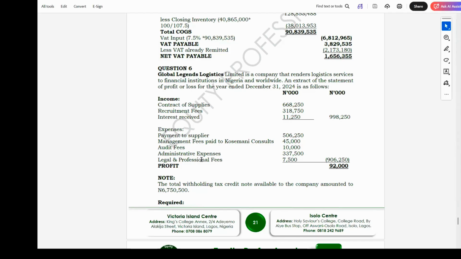We have Global Agent Logistics. It's a company that renders logistics service to clients in Nigeria and worldwide. An extract of the statement of profit or loss for the year ended December 31 is as follows. We have contract of supply, recruitment fees, interest received, expenditure payment to supplier, management fee paid to Koshemani Consult, audit fee, administrative expenses, legal and professional fee. We have the profit. Then note, the total withholding tax credit note available to the company amounted to this. Required.